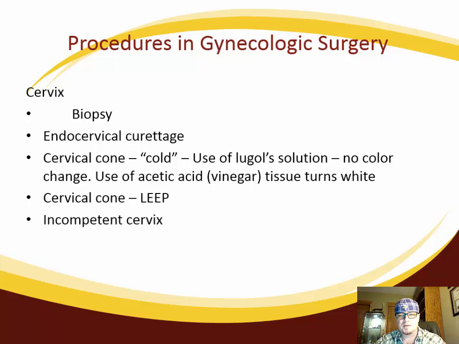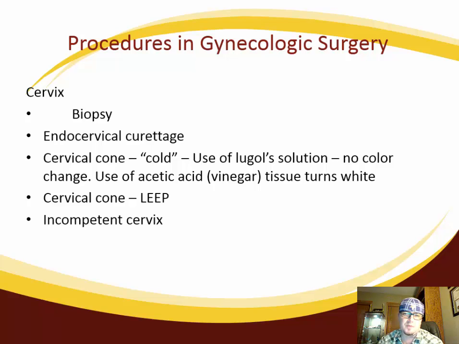The cervix, you don't want to mess with that specimen that you're trying to get out. And when you use Lugol's, Lugol's has iodine in it, as we talked about in class, and iodine is going to stain all the tissue that is normal. The abnormal tissue is not going to stain, so then they know which tissue to take out. The acetic acid is going to stain the abnormal tissue white, so they know to take the white tissue out.